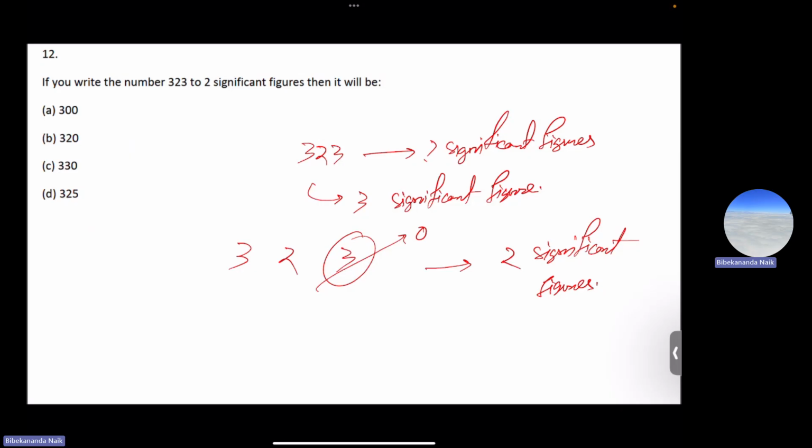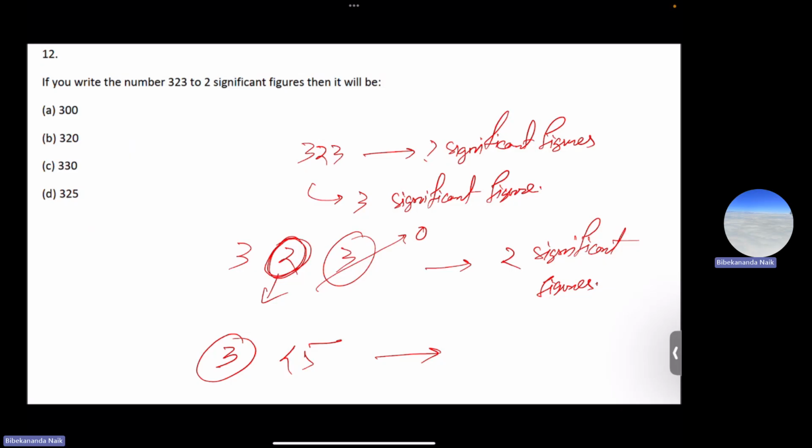change the previous digits also? Since we are replacing 3 with 0, this digit might again be replaced by some other digit. It might be replaced, but in certain cases it doesn't get replaced. For example, here 3 is present, and 3 is less than 5. So when a digit less than 5 is present, we don't need to change any digit here.